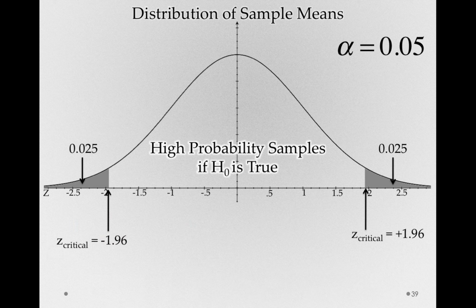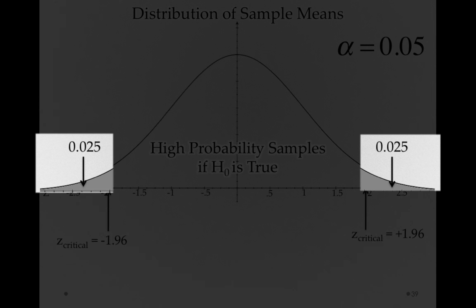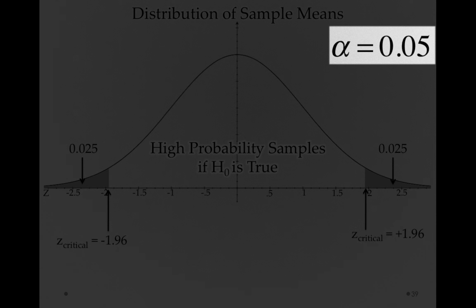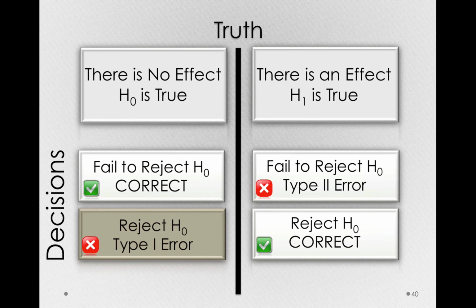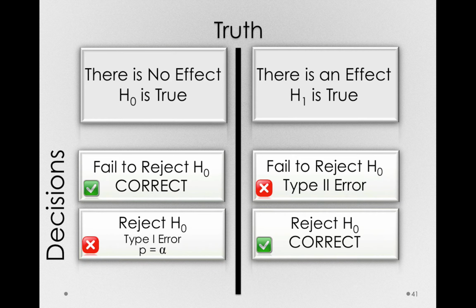If we look at the distribution of sample means, if the null hypothesis is true, we can see graphically why this is the case. We'll only reject the null hypothesis if we get a sample in that critical region, and that critical region is exactly 0.05 of the sampling distribution when we're using an alpha of 0.05. So, our type 1 error rate is under our control. We're stating that if the null is true, we are okay with a false alarm rate of alpha.